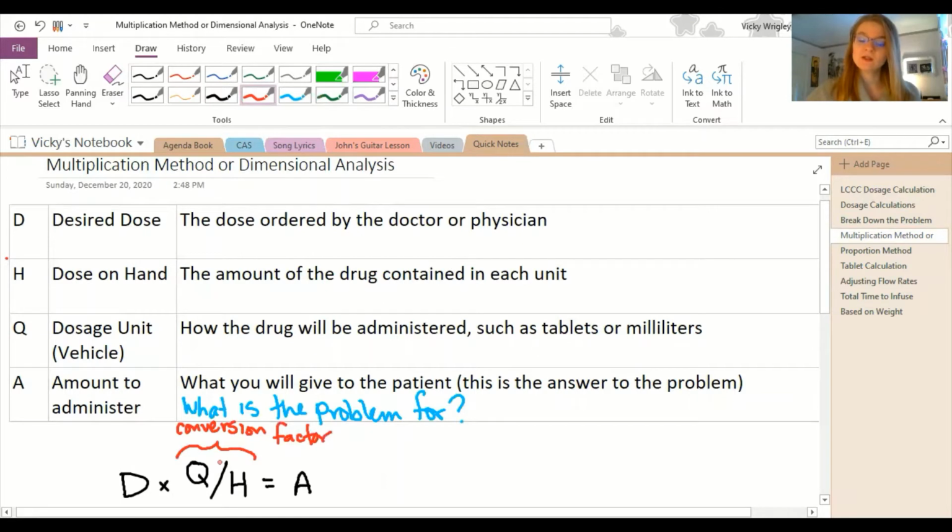It's a fraction, and it's going to be in 2 different units. The Q and the H, the dosage unit and the dose on hand, are going to be in 2 different units. That's going to give us the relationship that we need to get from the desired dose to the amount to administer. Let's do some examples.